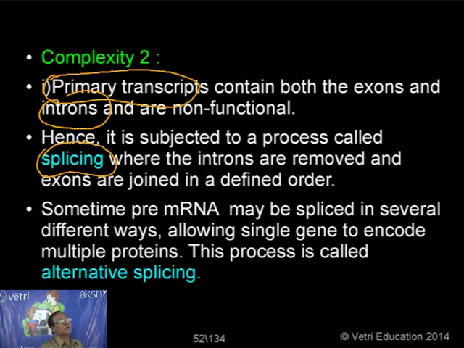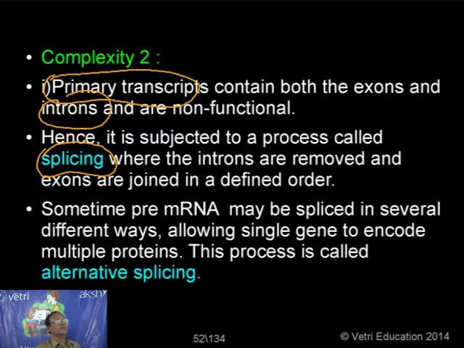We also have another process called alternative splicing. Sometimes an mRNA may be spliced in several different manners, allowing a single gene to encode for multiple proteins. This process is known as alternative splicing.